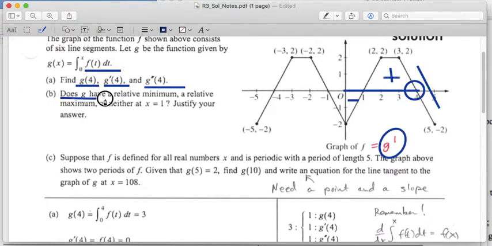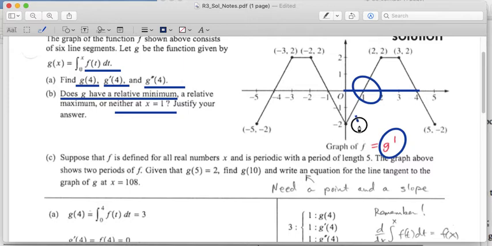Part B. Does G have a relative minimum, a relative maximum, or neither at x equal 1? So we need to look at x equal 1. This should be a pretty easy question as soon as you realize that what you're looking at is the graph of G prime. What would you say that G prime is doing as I pass across x equal 1? Well, it's pretty clear that G prime is going from negative to positive. What kind of a graph do I have whose derivative is going from negative to positive? Well, that graph must have a minimum.